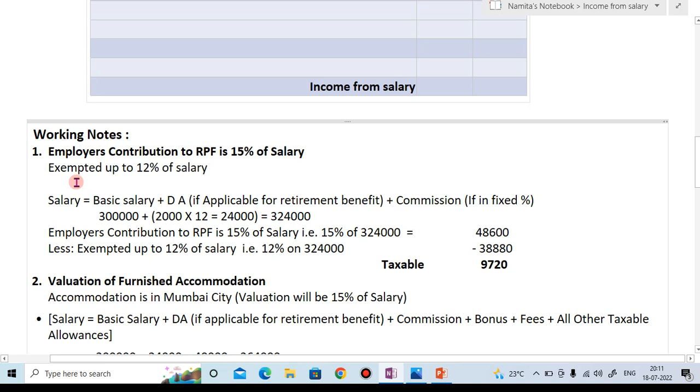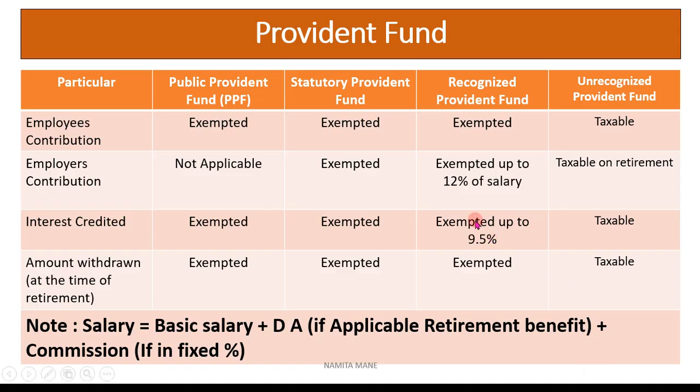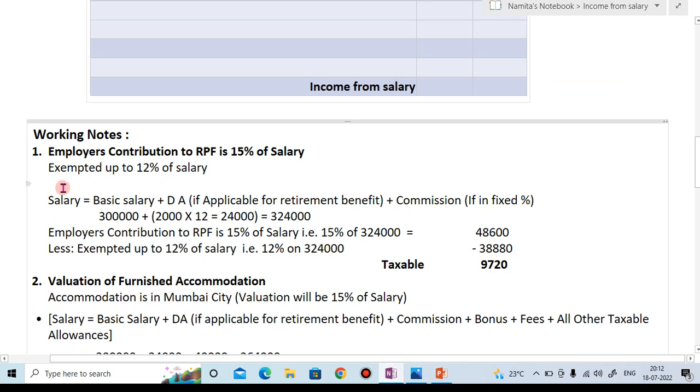Now how much is exempted of employer's contribution to RPF? As per this format, it is exempted up to 12%. So write here exempted up to 12% of salary. Now for the calculation of salary, what is the formula given here? For the calculation of salary, you will take basic salary plus DA if applicable for retirement benefit, or in percentage, plus commission if the commission is in fixed percentage. So write salary is equal to basic salary plus DA if applicable for retirement benefit, plus commission if in fixed percentage.